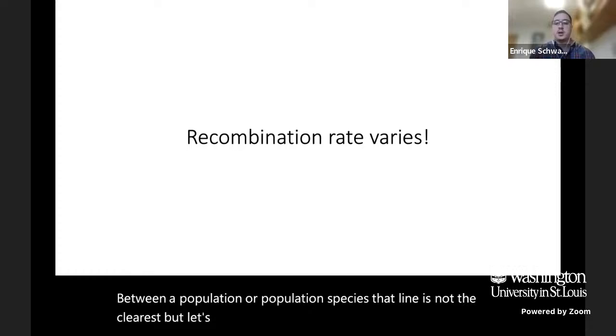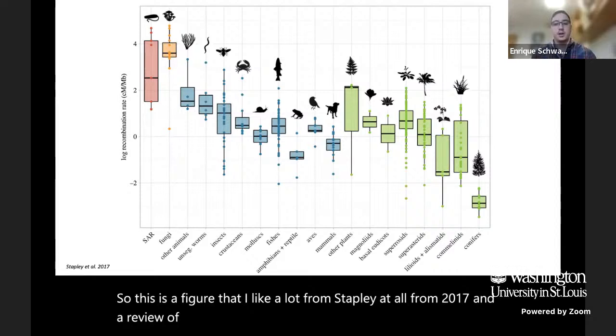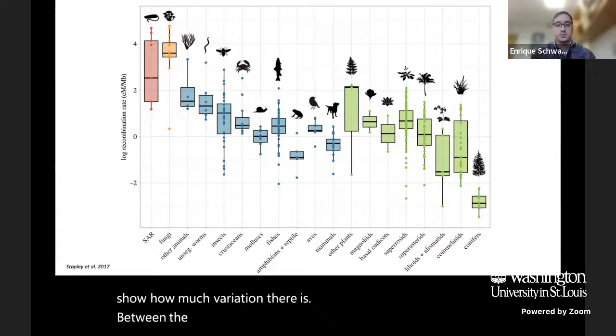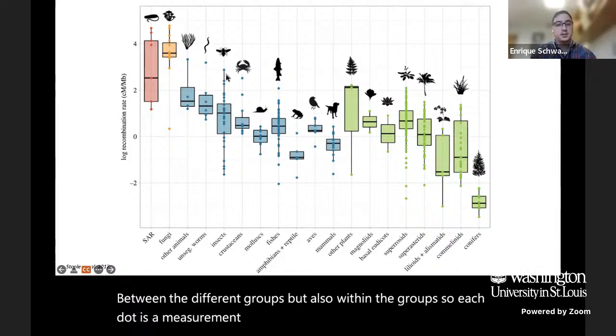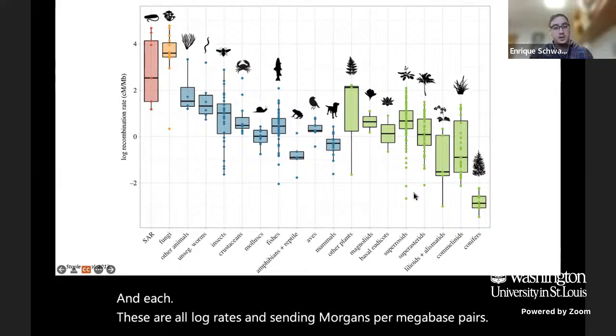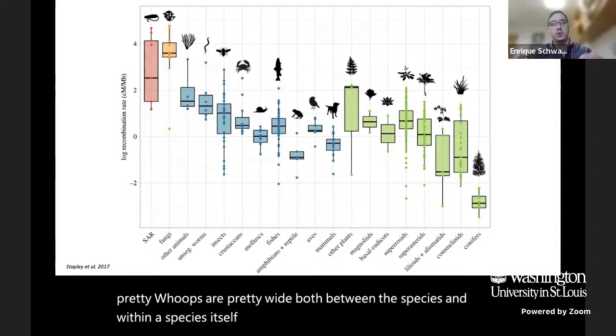So this is a figure that I like a lot from Stapley et al. from 2017, in a review of recombination variation and recombination rate, where they show a bunch of different groups of eukaryotes, and they show how much variation there is between the different groups, but also within the groups. Each dot is a measurement of recombination rate in a particular species. These are all log rates in centimorgans per megabase pairs. But the important thing to notice is that these variations are pretty wide, both between the groups and within the groups, so between species that are closely and distantly related.